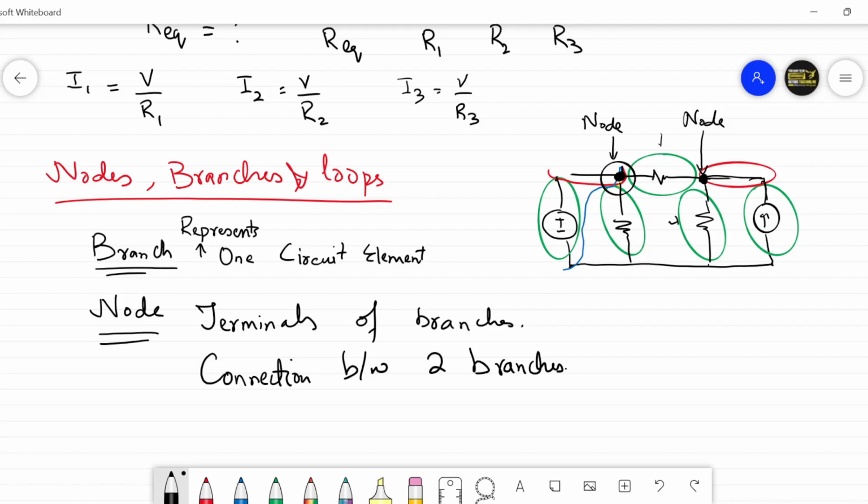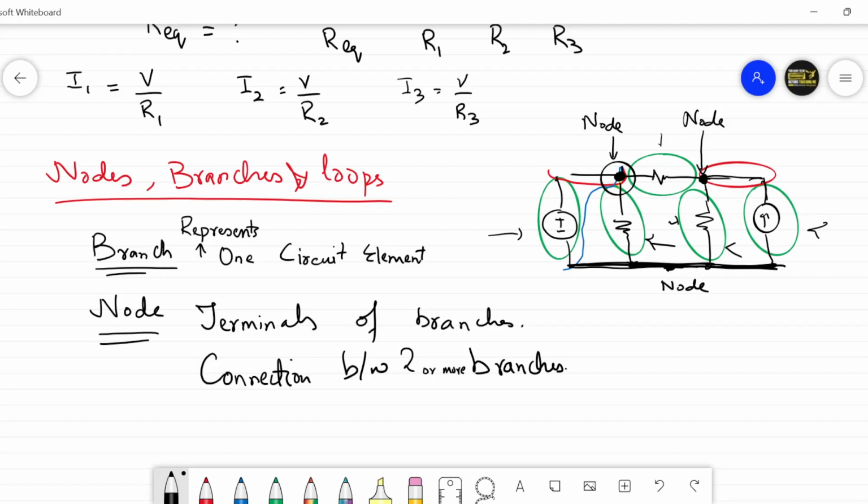You can have a connection between two, or between multiple. It's not actually necessary that there are only two branches. It is a connection between two or more branches. Fine. So you can have two, three, four, or a multiple number of branches meeting at a particular point. That is known as a node. In this case, all these four branches encircled in green are meeting at one point. So this will also be a node here.